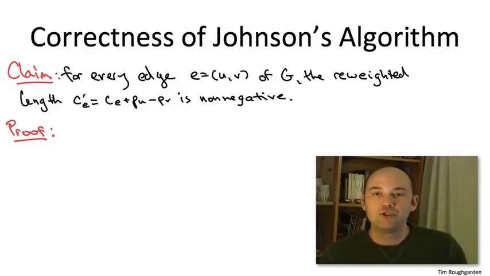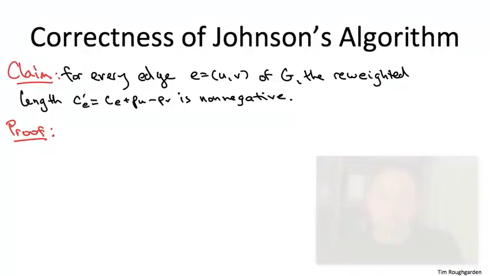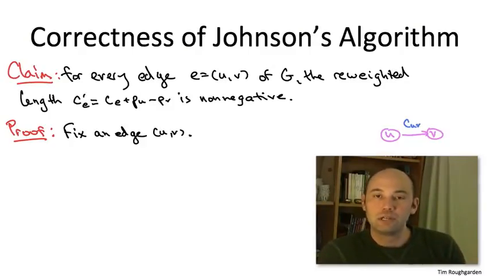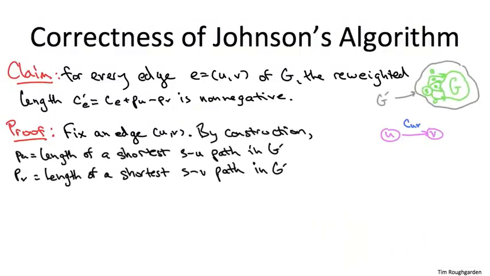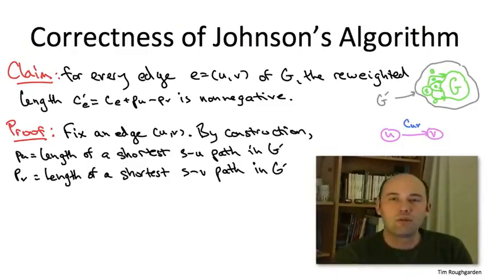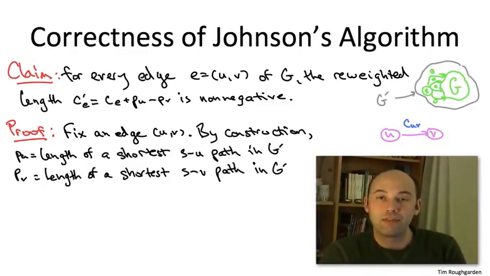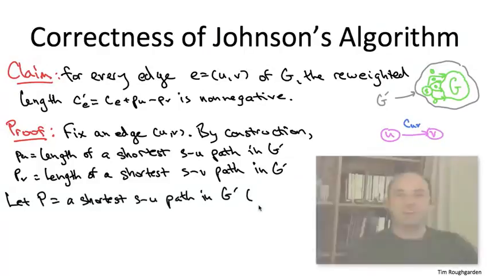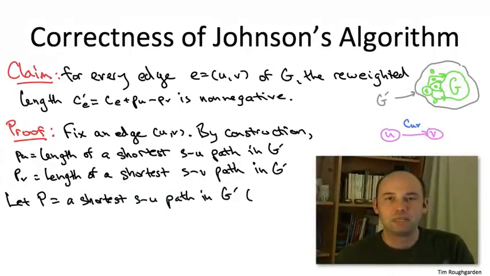So fix your favorite edge, e, let's say going from u to v. The vertex weights are, by construction, just shortest path distances from the vertex little s, where remember s is the extra source vertex that we added to the original input graph G. So by the way we constructed the graph G prime, there is at least one path from this auxiliary source vertex s to every other vertex. So there is some shortest path from s to u. Let's call it capital P. By definition, the length of capital P has to be little p sub u.